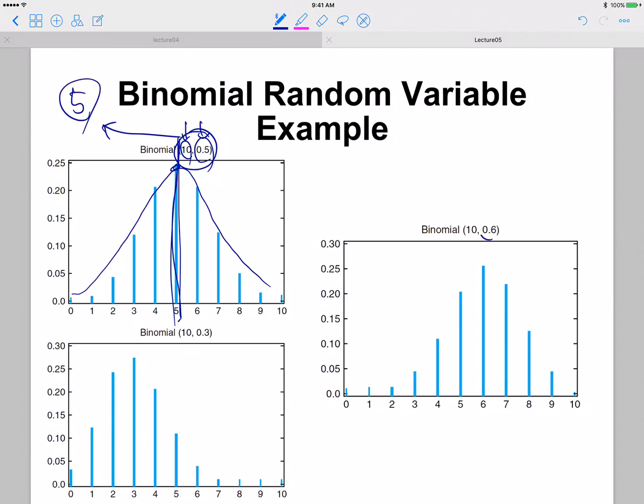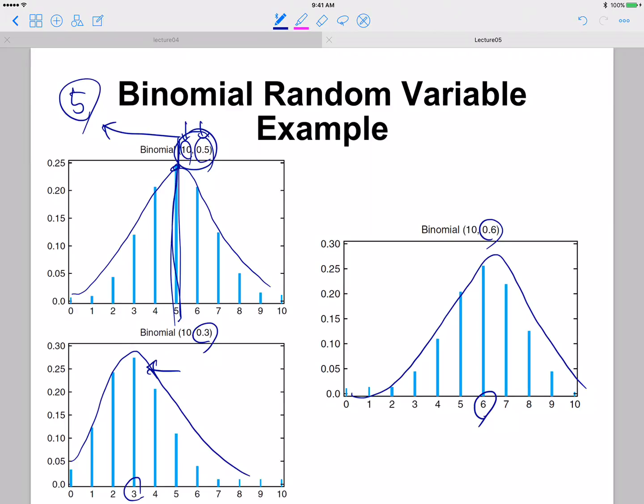And then if p is 0.6 or 0.3, then it will be biased towards 6 and 3, which are also our mean values. Okay, and then the distribution looks like this.